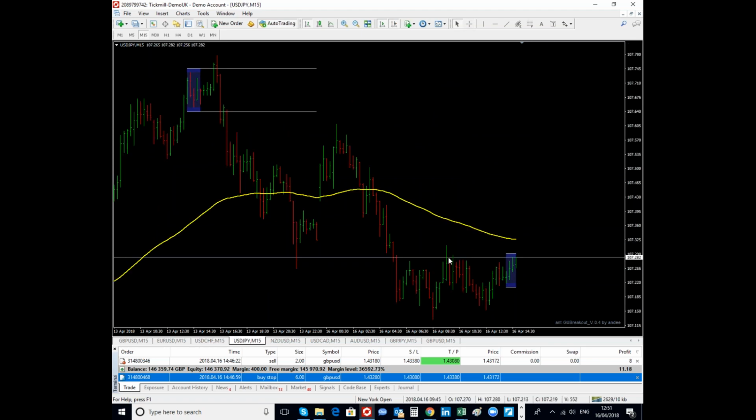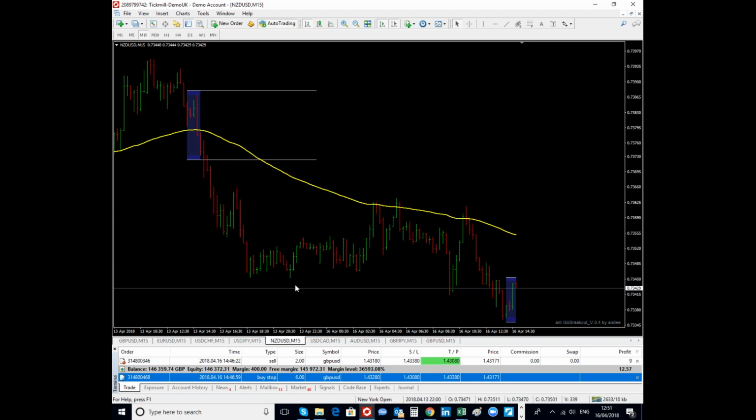Dollar yen has been a bit crappy. Are you still in that, Josh? That dollar yen trade? It's been a bit slow, isn't it? And the range on the London Open on this was pretty crappy as well.